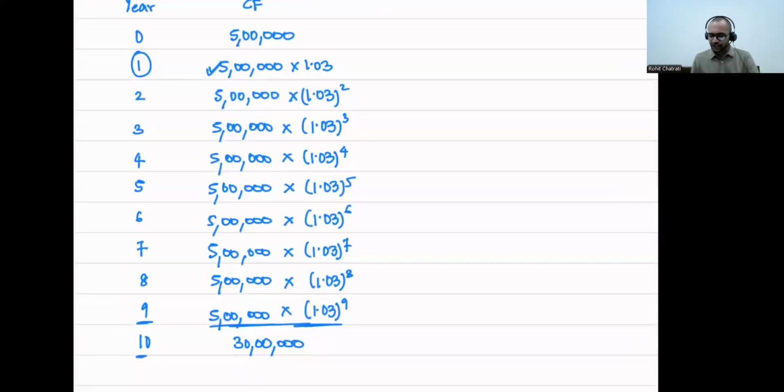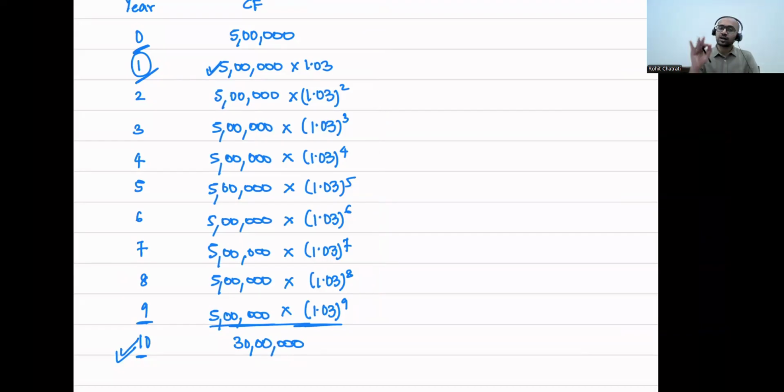and therefore, for the purpose of discounting, I have considered 30 lakhs to be an end of 10th year payment, whereas all the other cash flows I considered to be beginning of the year payments. I considered 5 lakhs as beginning of year 1 or year 0. 5 lakhs into 1.03 is a beginning of year 2 payment, which I considered as end of year 1. So all of these are beginning of the year payments, but the last one is an end of the year payment. End of 10th year, I'm going to pay an amount of rupees 30 lakhs.